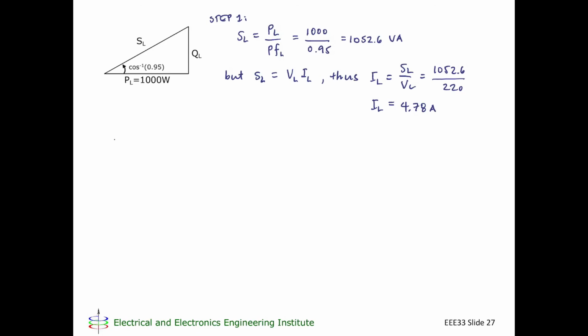My step 2, using the turns ratio, I compute now for the RMS value of I sub S. So I sub S is N2 over N1 multiplied by I sub L, which is 110 over 2080 multiplied by 4.78, and I'm going to get 0.253 amperes.